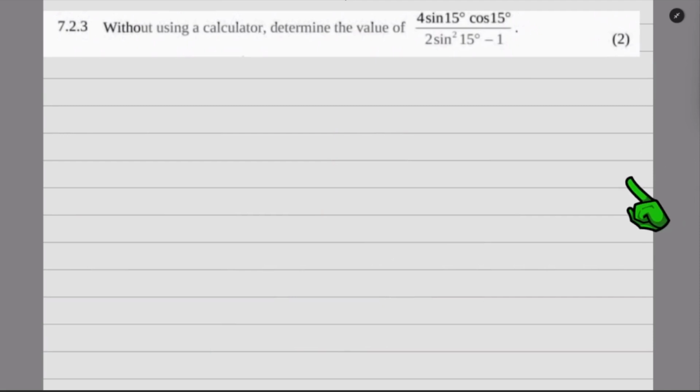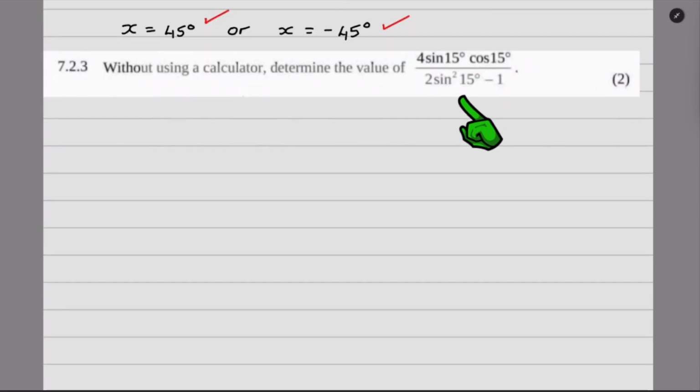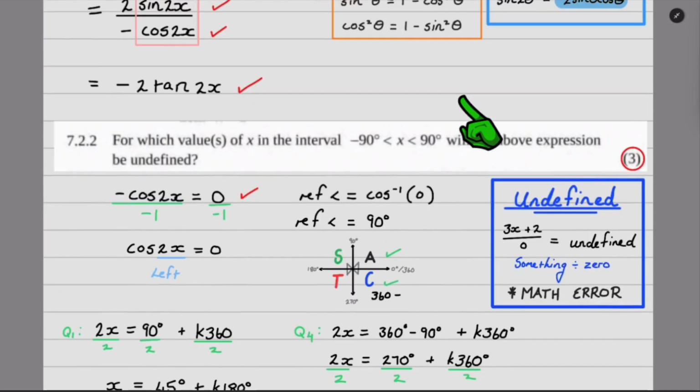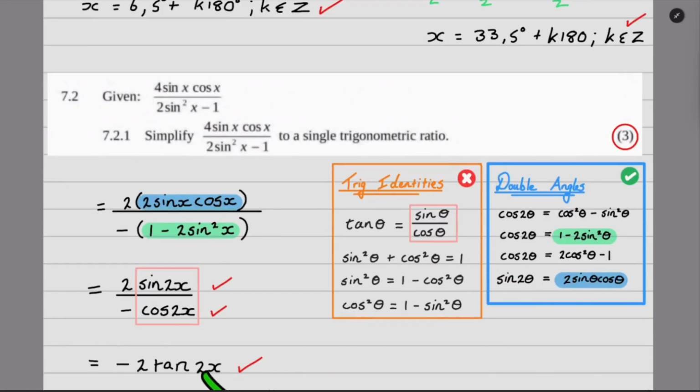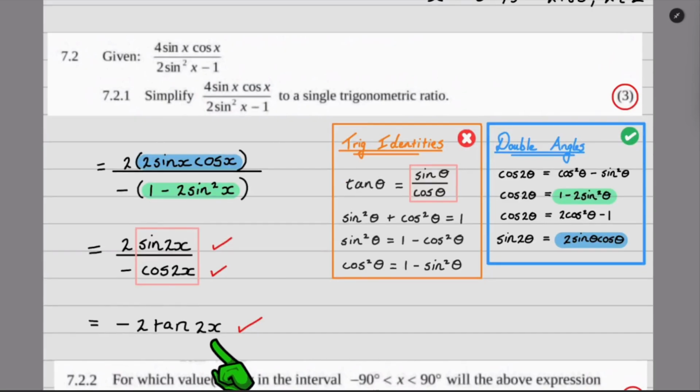Okay, and the last question for question 7, we need to determine the value of this thing without even using a calculator. Goodness gracious me. Okay, but just remember, this is what we've been working on the whole time. We've been simplifying this expression and working with it the whole time. So we actually can simplify that. So check out this. You see how this looks very similar to that question. And this thing can be simplified into -2 tan x. So I'm going to use that to my advantage. So I'm going to grab that quickly.